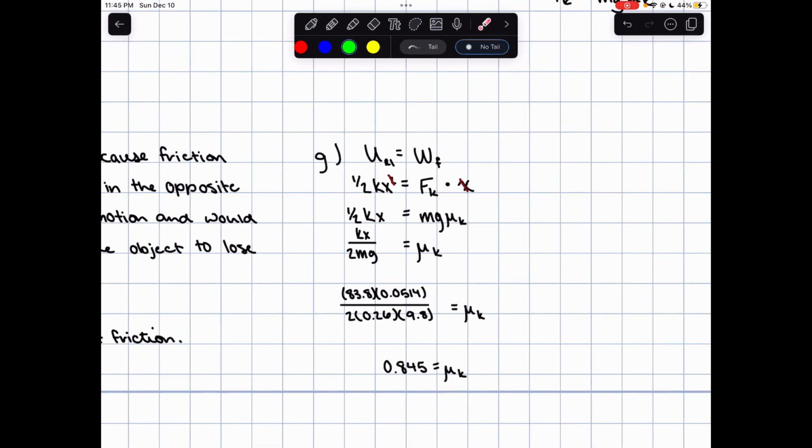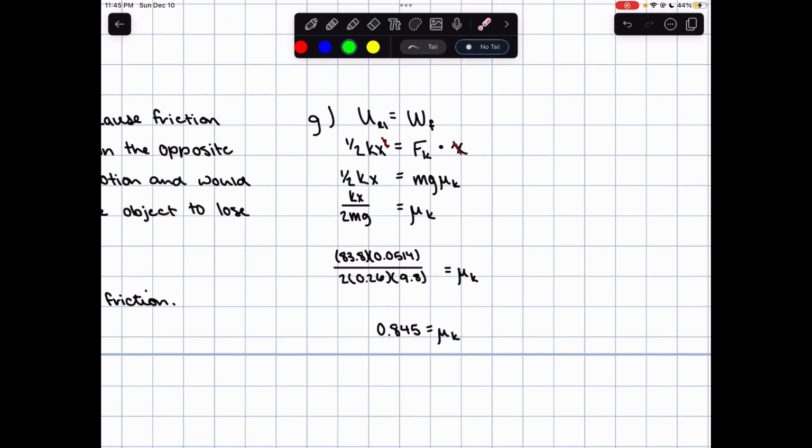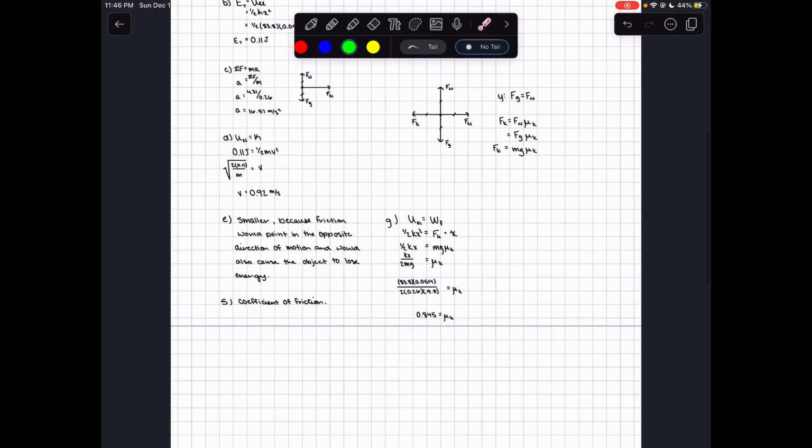Then we can isolate mu k, or the coefficient of kinetic friction, and it reads mu k is equal to kx over 2mg. Finally, we can plug in all of our given values, which is k, x, and m, and then we know that g is 9.8. From there, we can plug it into our calculator and get that the largest coefficient of kinetic friction is 0.845. So, what did we learn?